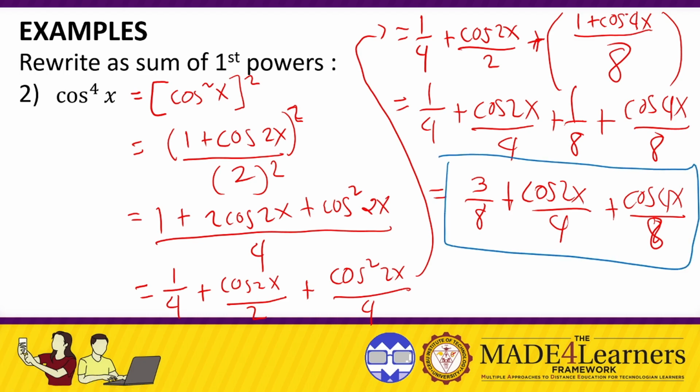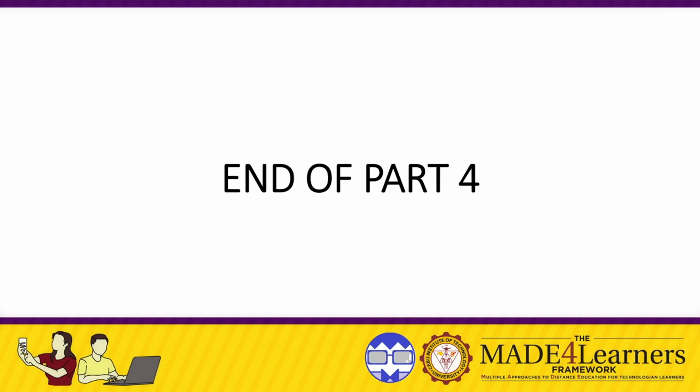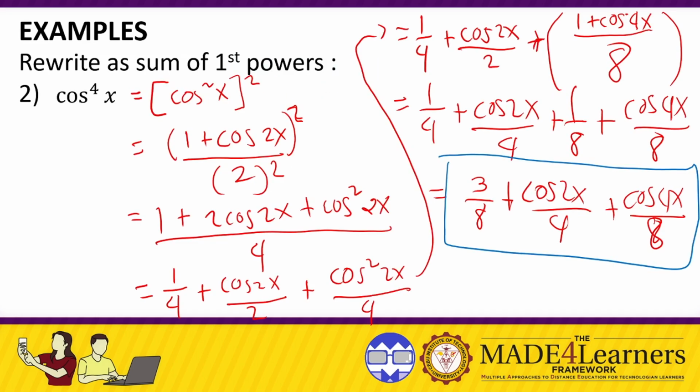That's how you simplify using power reducing. The only goal of power reducing formulas is to reduce the power. That's why it's called power reducing. Examples 1 and 2 show us how to reduce that power in such a way that the degree of the highest exponent of the expression is 1.